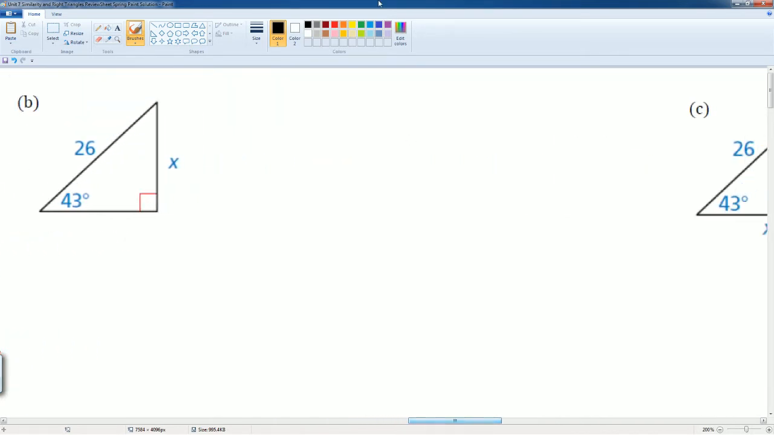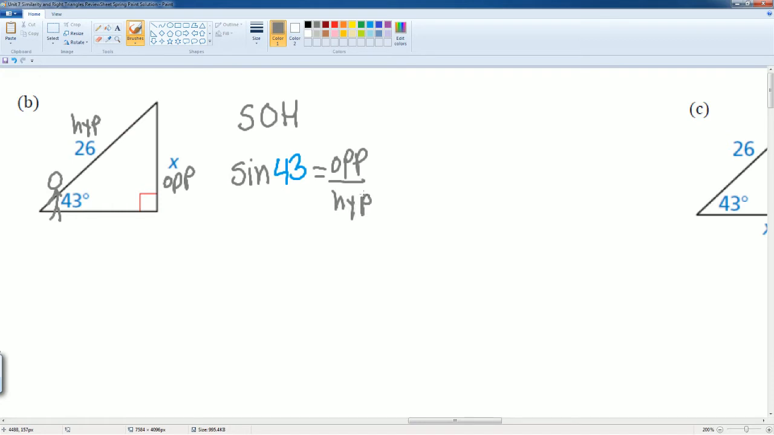B, same process. Start by drawing our person. The person's here, it's the 43 degrees. The x here is going to be your opposite, and 26 here is your hypotenuse. So here you have your opposite and your hypotenuse. So this is going to be your SOH, which is your sine. So it's going to be sine of 43 degrees is equal to your opposite divided by your hypotenuse. I'm going to copy this.